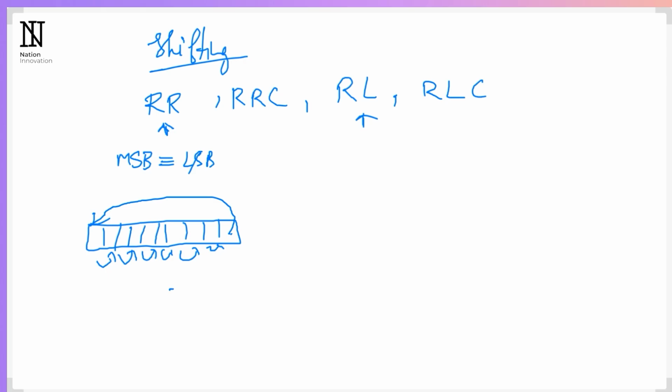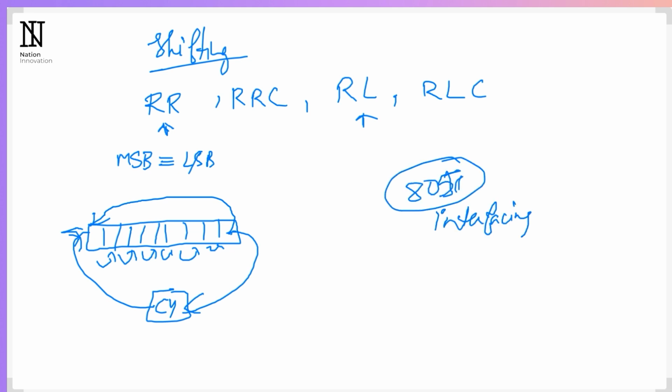And rotate right through carry means if I have a carry bit here, then the last bit will go to carry and the carry will go to this. These are the four types of shifting operations basically. So we are almost done with all the content. Apart from this, what the student should know is 8051 and its interfacing with external things such as LED, LCD, motor, keyboard. These are the interface devices. They are not from the exam point of view, but theoretically one should know how to interface these devices with 8051.